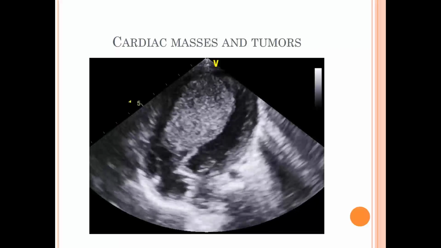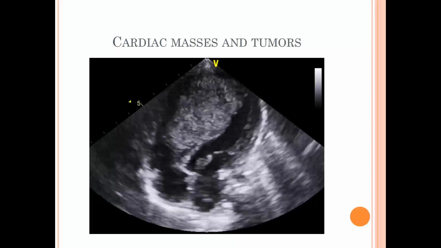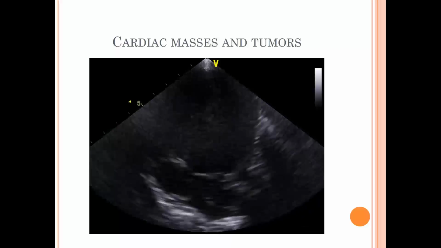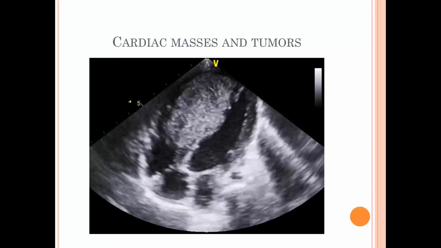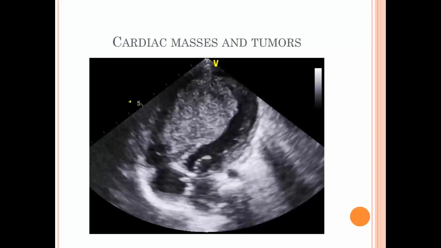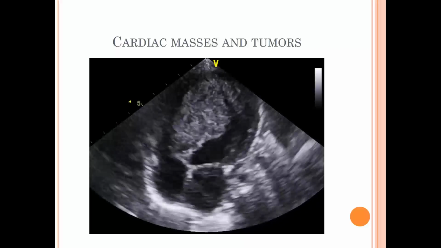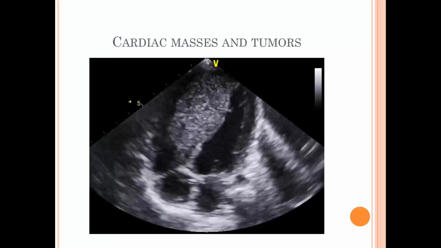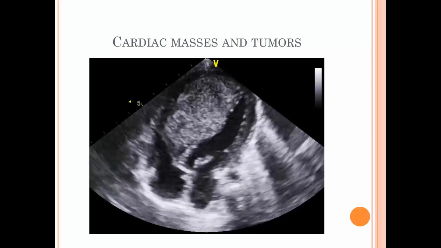This is the four-chamber view of a 3-year-old child who presented with dyspnea and hepatomegaly. When echocardiography was done, as you can see, there is a huge mass taking almost more than 80% of the right ventricular cavity, compressing the left ventricular cavity as well. From here we can do MRI for tissue characterization and see what's going on. This patient's mass proved to be a fibroma.